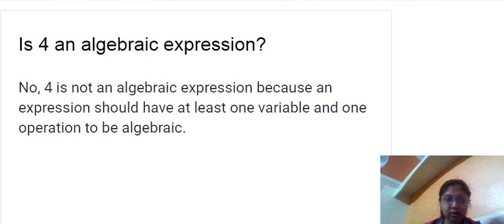Okay, now one question comes up in the mind. Is 4 an algebraic expression? No, because it does not contain any variable and any operation. So we cannot call it an algebraic expression. Let's think we can write 4 in the form of 4 plus b. Then 4 plus b equals 4 only when b is equal to 0. That means there is no variable in it. So 4 is not at all an algebraic expression.